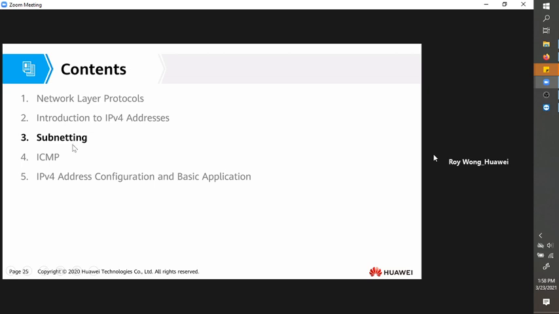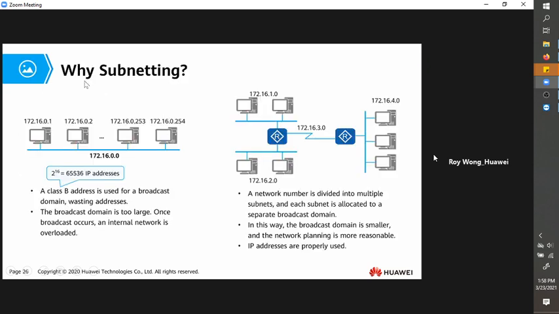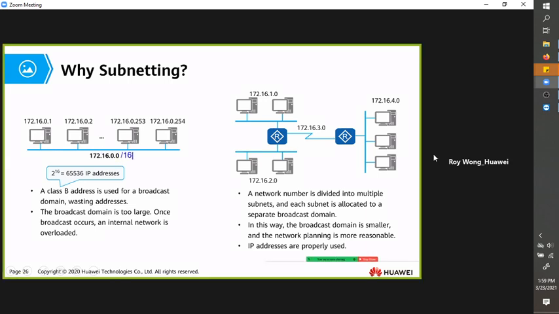Okay, then the next content here is subnetting. Why subnetting? A class B address is used for the broadcast domain, wasting addresses. Why wasting? Because if you use a classful address, 172.16.0.0 as your network address, that means your prefix actually uses 16. The first two octets are the network. The last two numbers are the host ID.